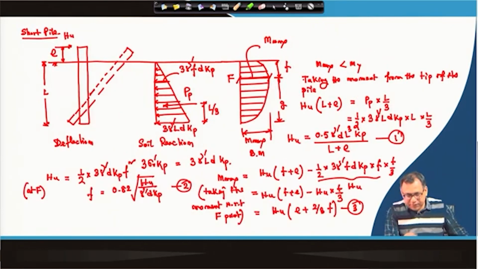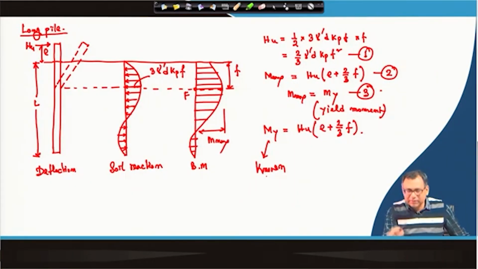Now, that means in case of a short pile, if you have done the analysis for the short pile, and once you calculate the Mmax, you find that the Mmax value is greater than My, then that means it will be a long pile. So, in that case you have to design it for the long pile considering Mmax is equal to My, and then you have to find all the other values. So, this is the Mmax and the Hu, and Mmax will be replaced by My.